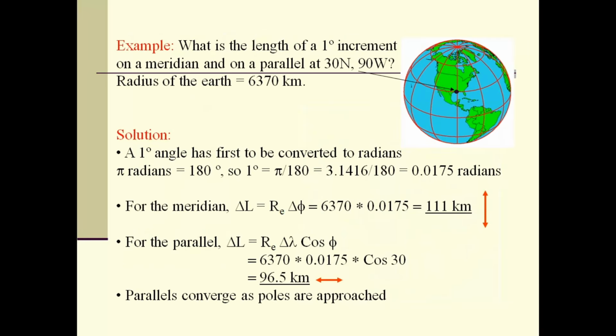So we have used the same formula here. For 1 degree you convert into radians, and for a meridian, 1 degree is around 111 kilometers, and for the parallel it is around 96.5 kilometers. So you see, for a 1 degree increment the distance we actually cover is around 100 kilometers if we are near the equator, within 30 degrees. That is how we can calculate the actual length on the earth.